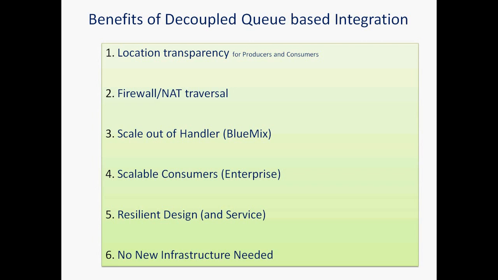Location transparency. It doesn't matter where you're setting up. Today you have it in your data center, tomorrow you want to move to a cloud hosted platform, your enterprise logic, or whatever it is, it's transparent to the location both for producers and consumers.